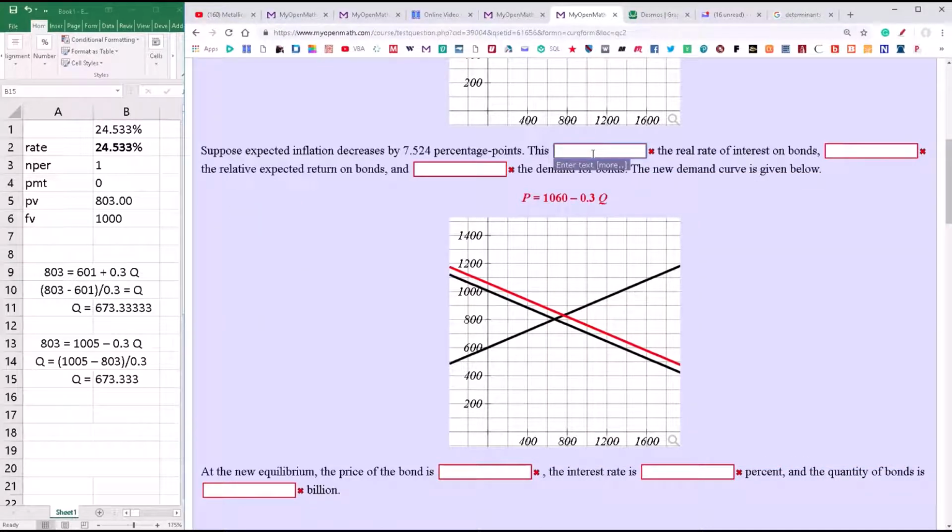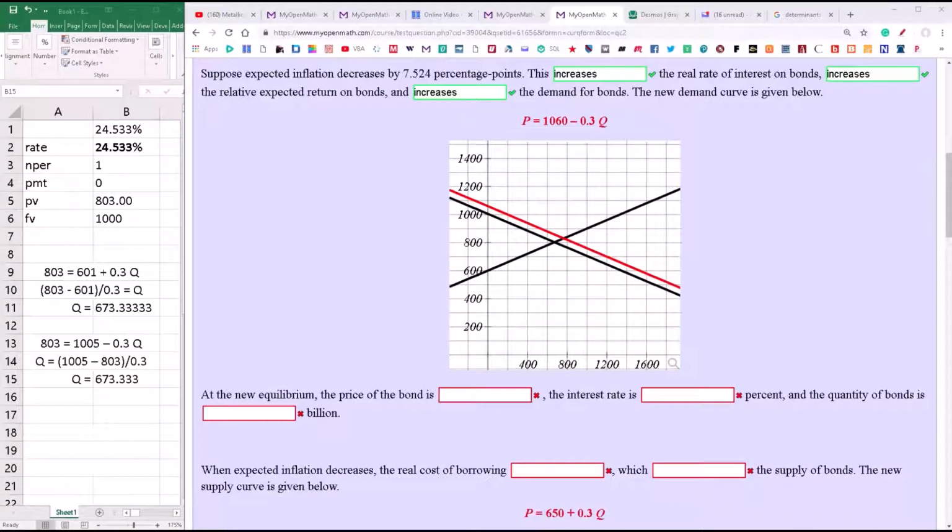So the expected inflation decreasing increases the real rate of interest on bonds. It increases the relative expected return on bonds, and both of those increase the demand for bonds. Now, both of these factors, the higher real rate of interest and the higher relative expected return, increase bond demand.